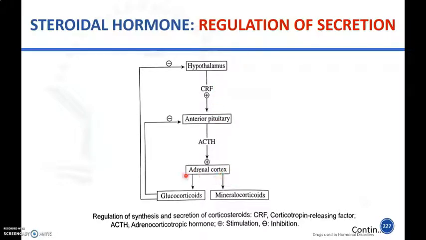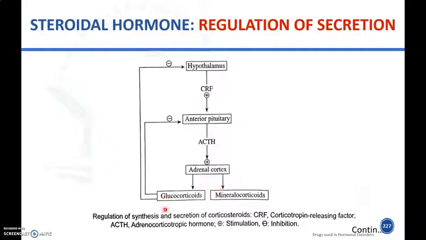So whenever there is a need for release of glucocorticoids, the hypothalamus will release corticotropin releasing factor. This corticotropin releasing factor will stimulate the anterior pituitary to release adrenocorticotropic hormone, and this ACTH will stimulate the adrenal cortex to release its hormones, glucocorticoids and mineralocorticoids. These glucocorticoids and mineralocorticoids together are known as steroidal hormones or corticosteroidal hormones or corticoids.